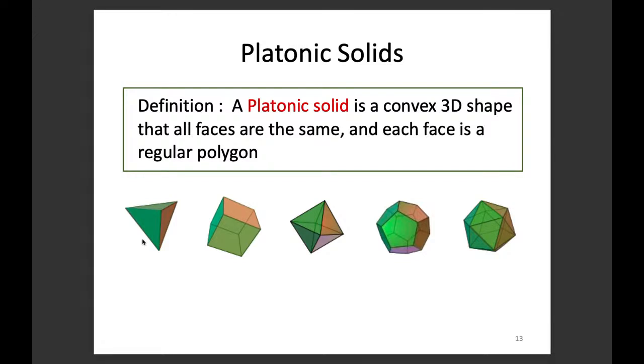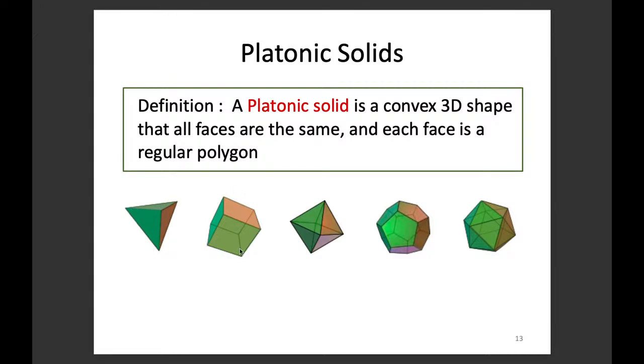So let's focus on the remaining parts of the planar graph today. Here we define something called platonic solids. Okay, so what is meant by platonic solid? A platonic solid is a convex three-dimensional shape such that all the faces are the same, and each of the faces of this 3D shape is going to be a regular polygon.